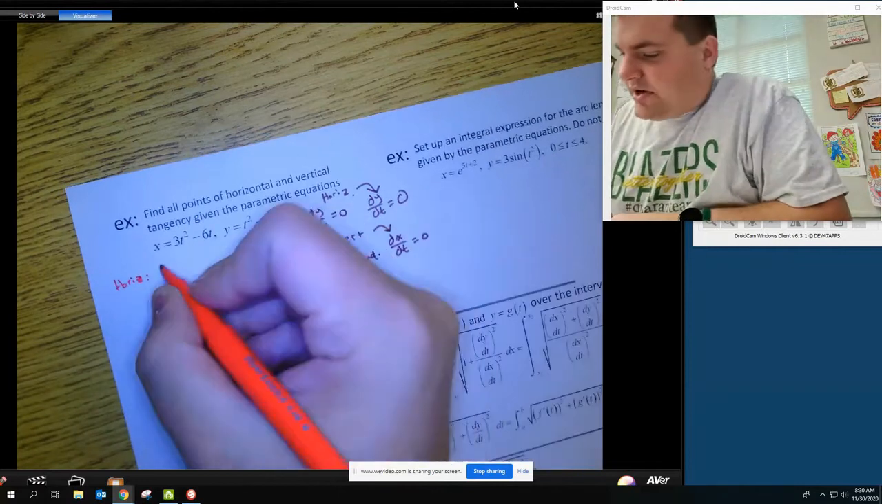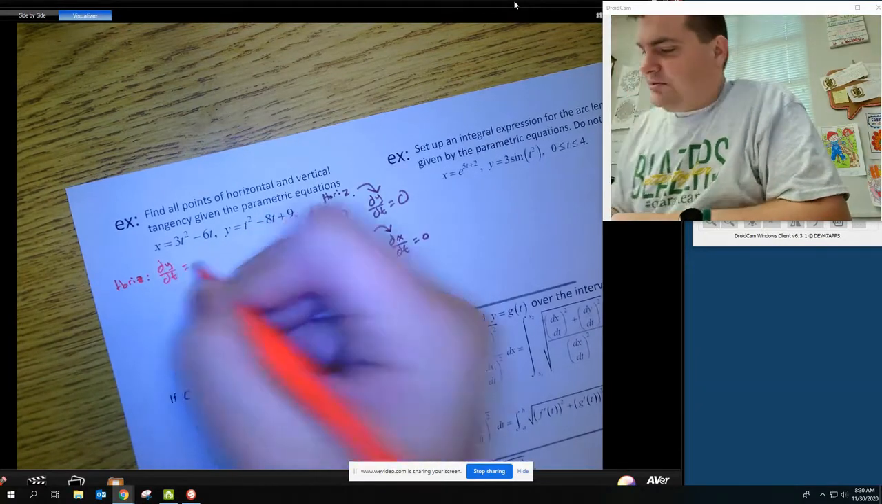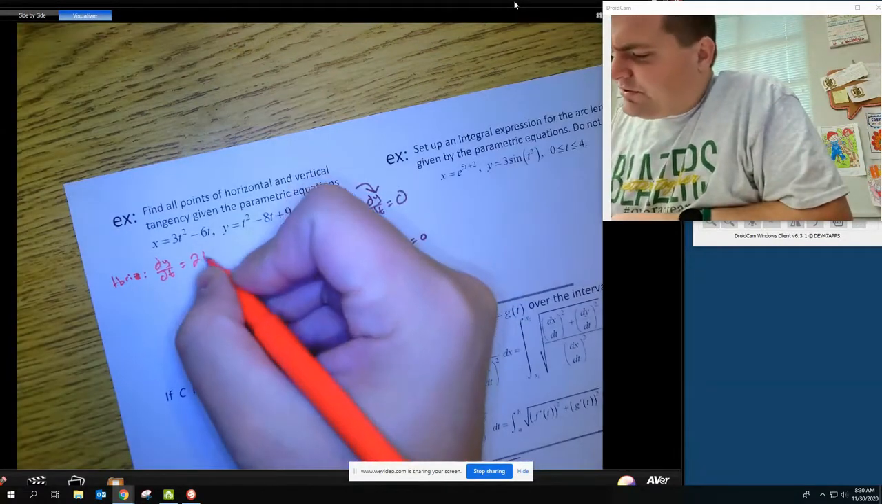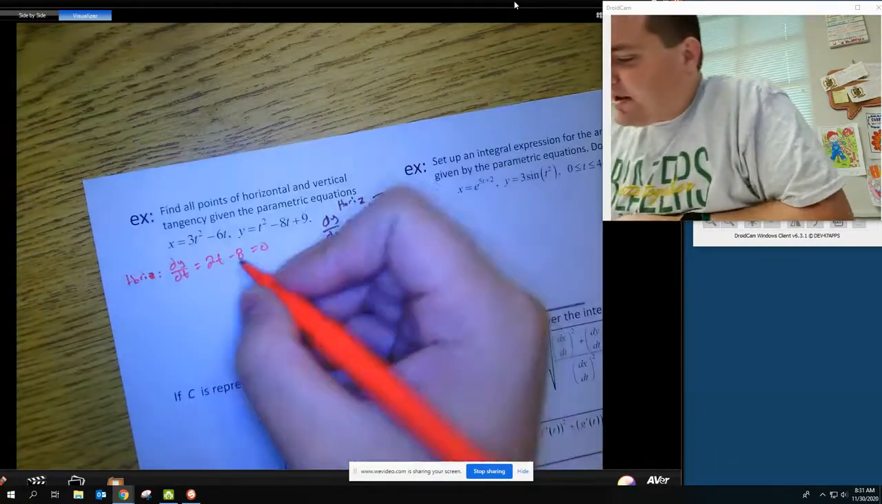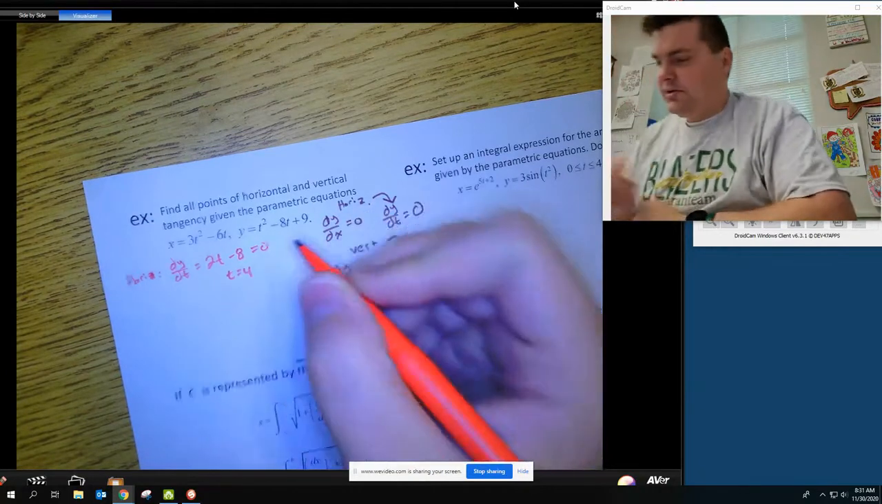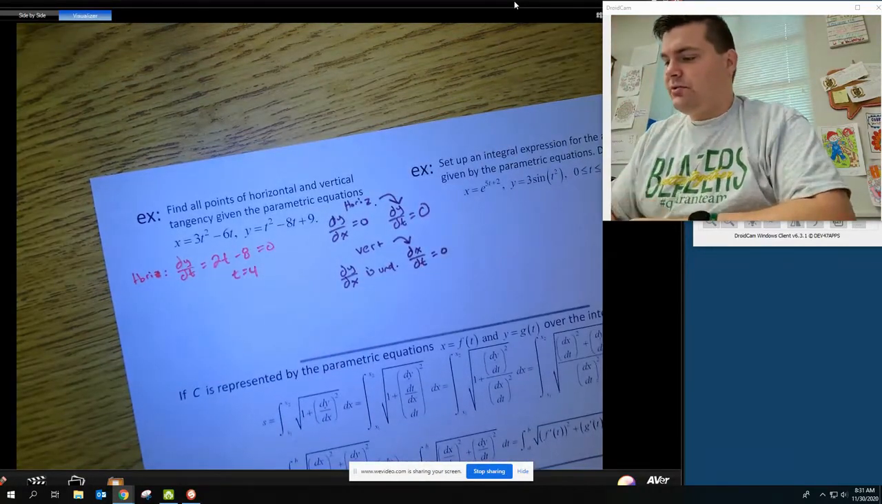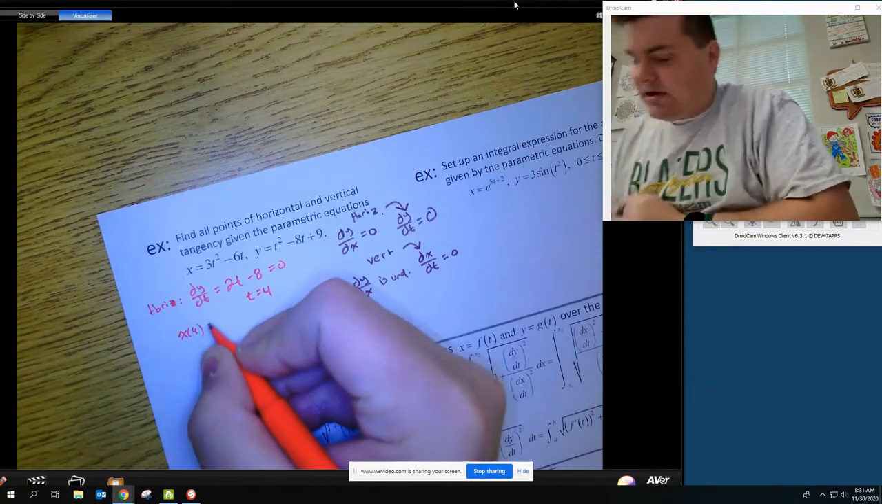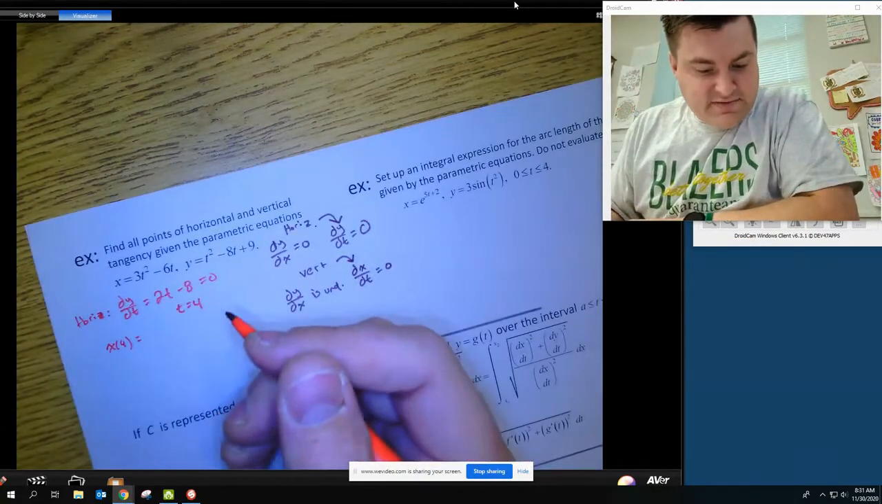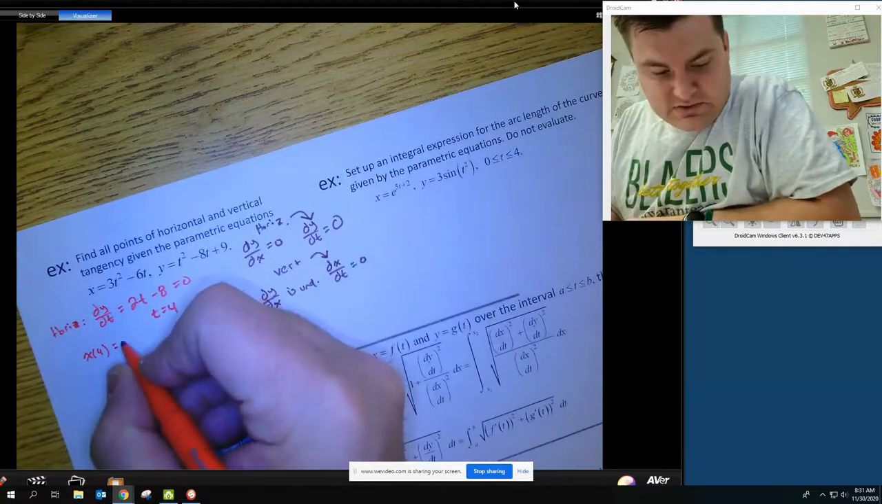I'm going to do dy/dt, which is just 2t minus 8, which I do want to set equal to 0, so I'm going to end up with t equal to 4. So it's horizontal when t is equal to 4. So when t is equal to 4, well, x of 4 is, I'm just going to have to look at my notes because I don't really feel like doing all the math.